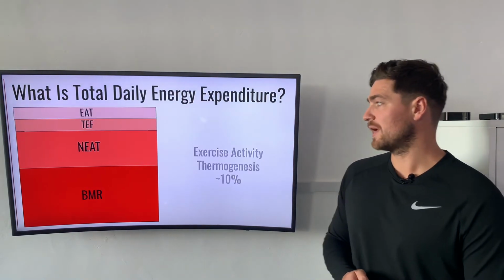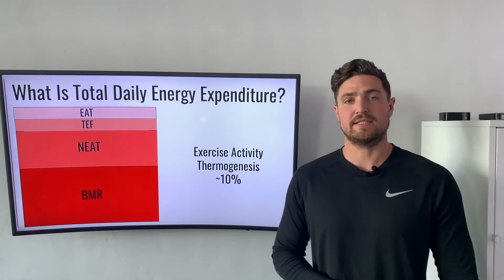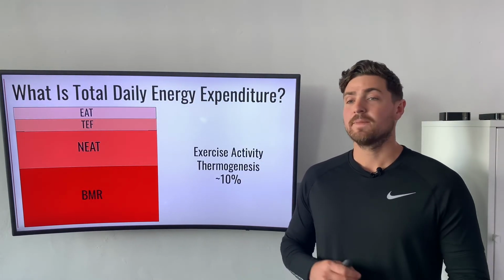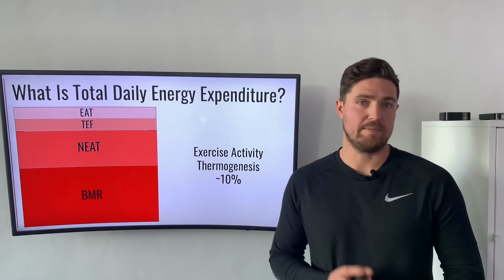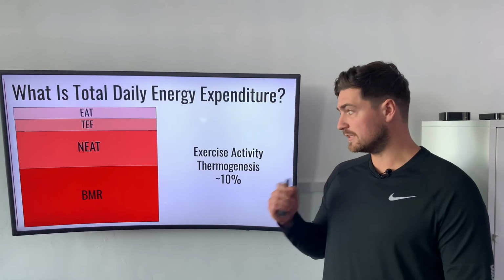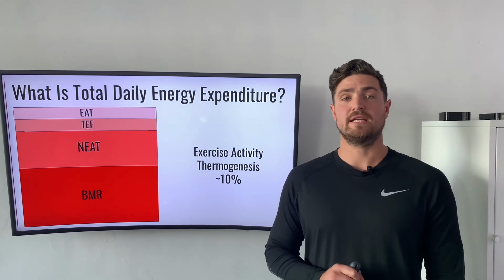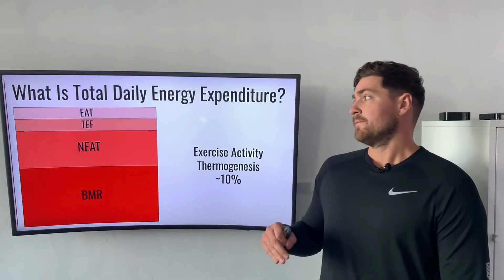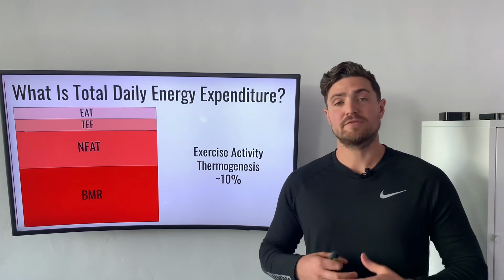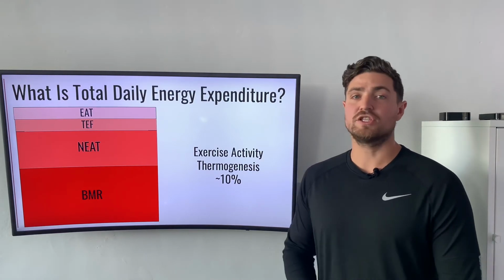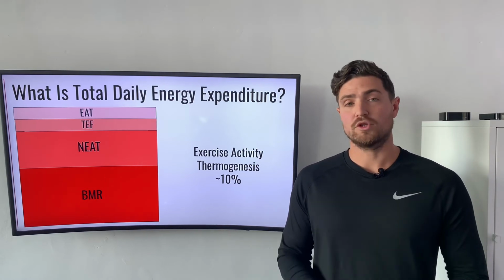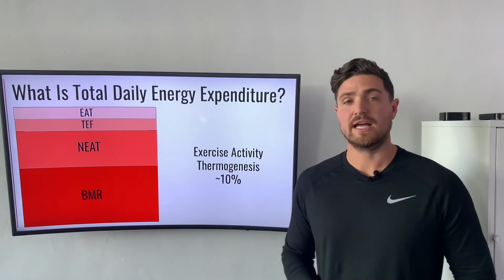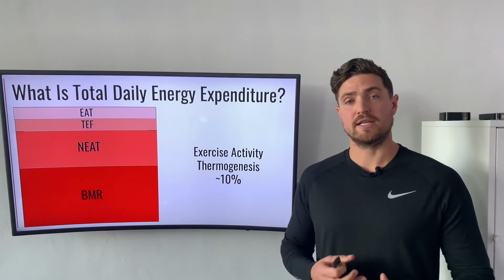And then finally, we have EAT, exercise activity thermogenesis. This is your gym sessions, your runs, football matches, netball games. This is only about 10% of your daily calorie use. So for me, for my daily calories, I'm allowed to have 2,500. If I have a good gym session, I'm only going to burn around 250 calories. So I just don't want you to think that you're going to burn hundreds and hundreds of calories in the gym, because it's just not likely to happen.